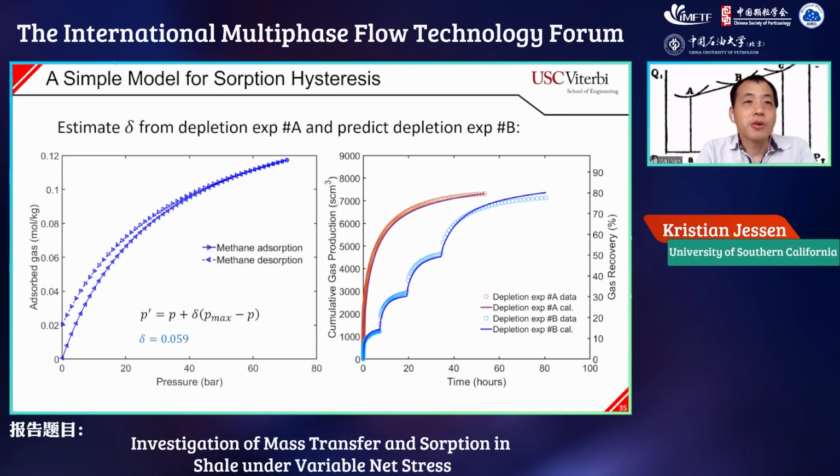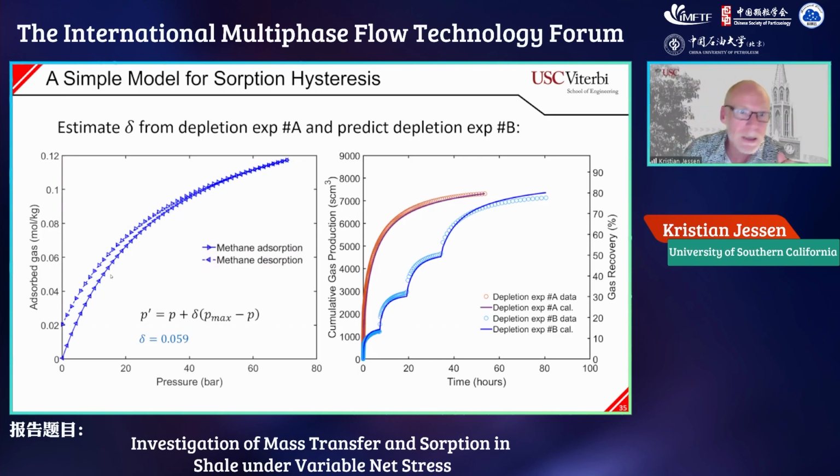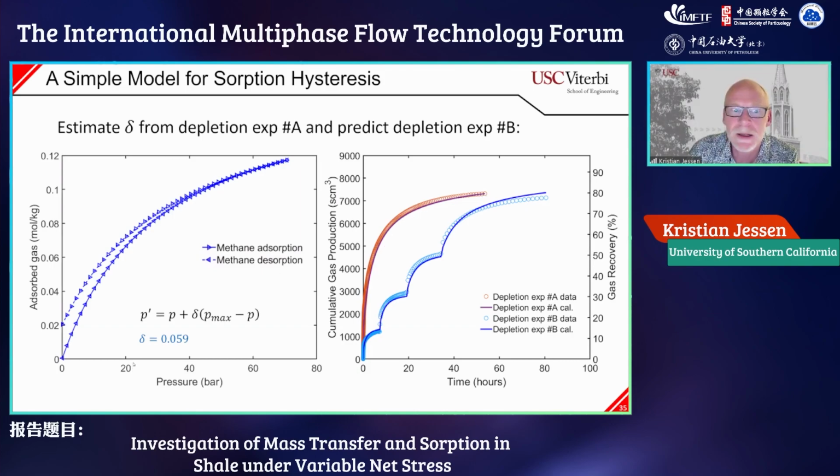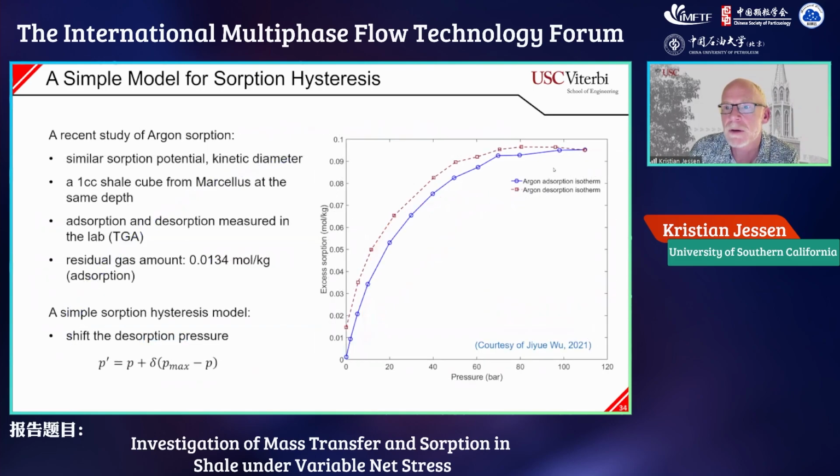Okay, my understanding was wrong. So this methane adsorption desorption is modeling results based on argon. So this curve here is not a measurement. This is a model. This is basically when we estimate delta from the first production experiment, it translates into a relationship between adsorption and desorption that looks like this. Calculated, yes. And then when we predict the second one, things look much better than without it.